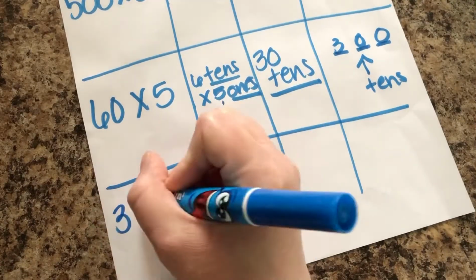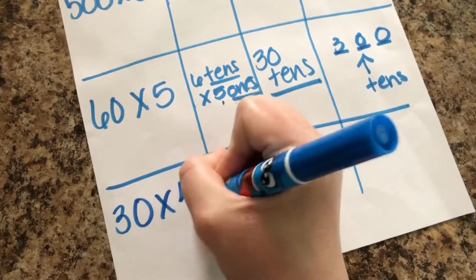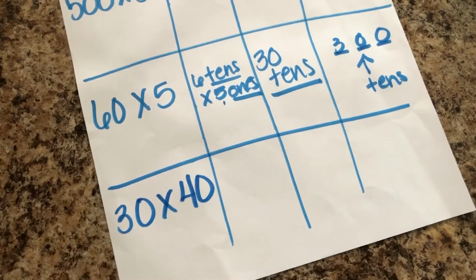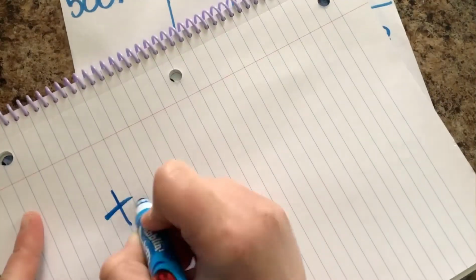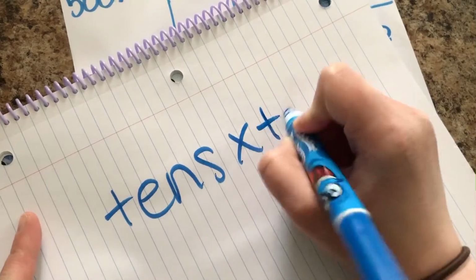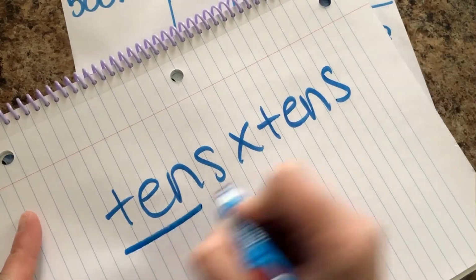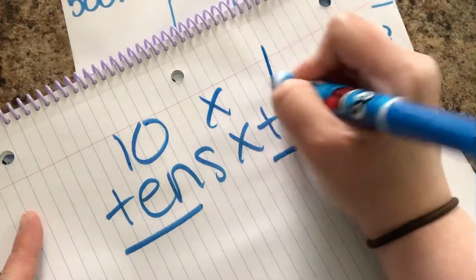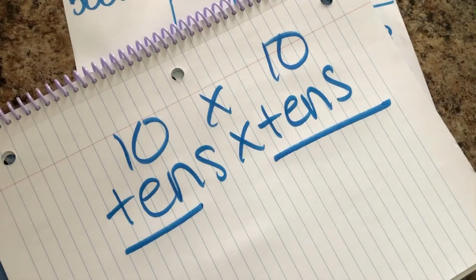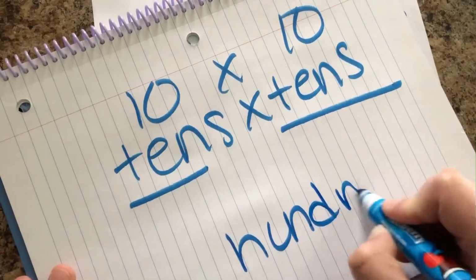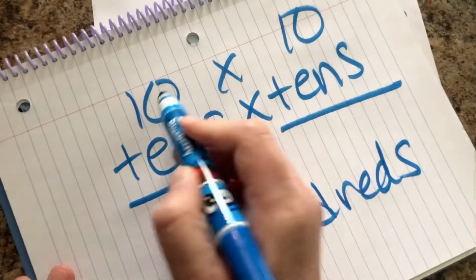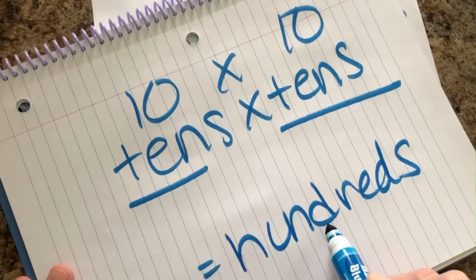So let's do like 30 times 40. Okay, let's go with what we know. So we know we have 3 tens and we have 4 tens, right? So we're going to do tens times tens. So this is a little different. Think about it like this. You have 10 multiplied by 10. What is 10 times 10? Those are the things we know. 10 times 10 is 100. So our answer is going to be hundreds because we know 10 times 10 is 100.